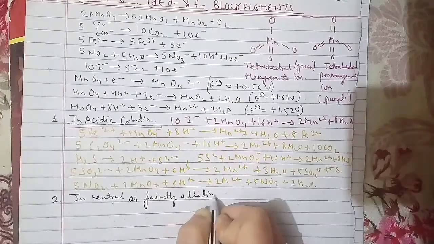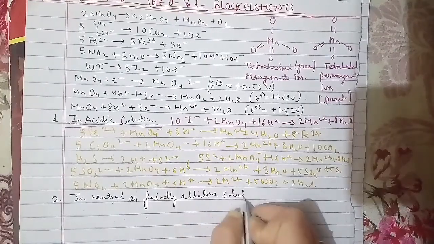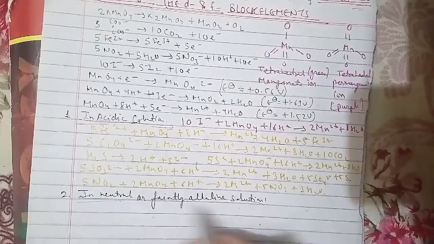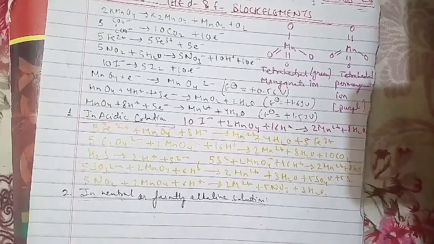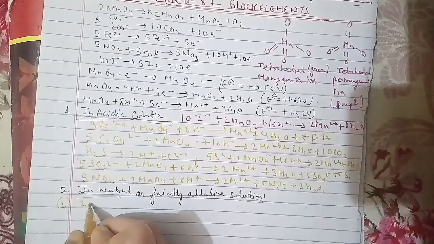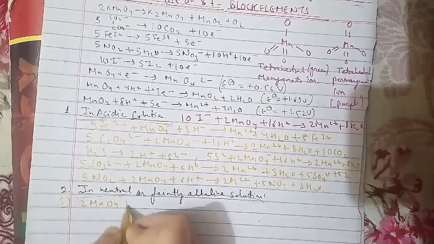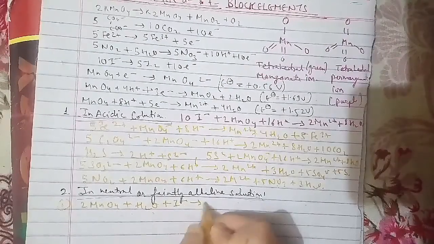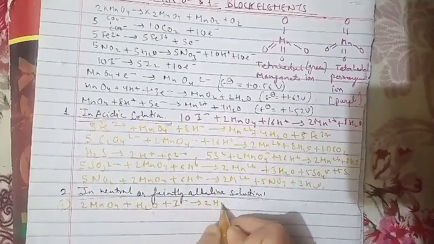Okay, so for this we have our notable reaction, the oxidation of iodide to iodate, and for the same we have here 2 MnO4 minus plus H2O plus I minus will give 2 MnO2 plus 2 OH minus plus IO3 minus here.